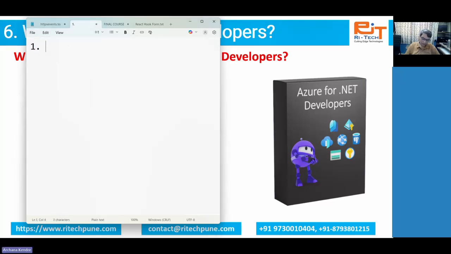So one is for those .NET developers who have 2 to 6 years of experience. We are recommending them to go to the cloud, so switch to the cloud. And those who have 5 to 10 years of experience can also go for this.